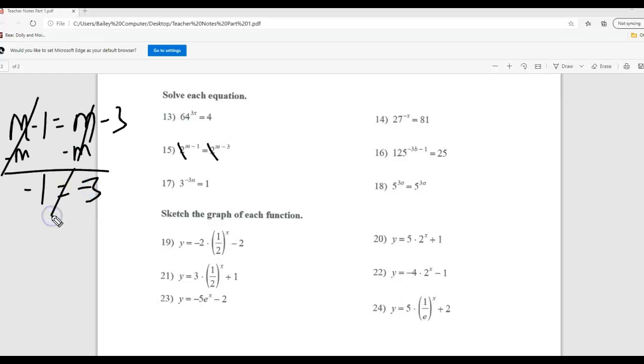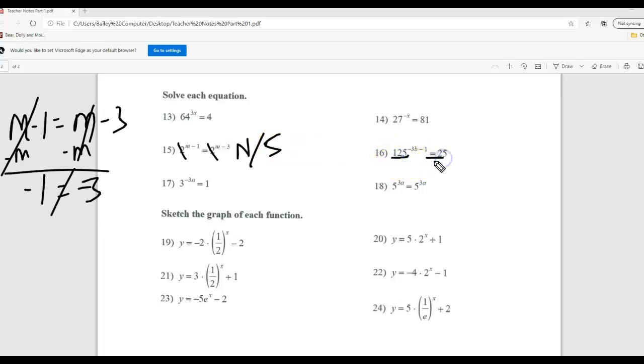Now that's a false statement. Negative 1 is not equal to negative 3, and I didn't solve for m, so that means there's no solution. It just doesn't have an answer to it. Let's take a look at number 16.